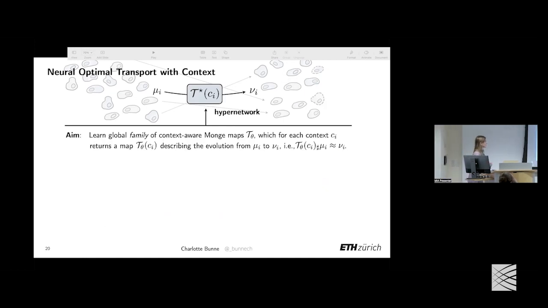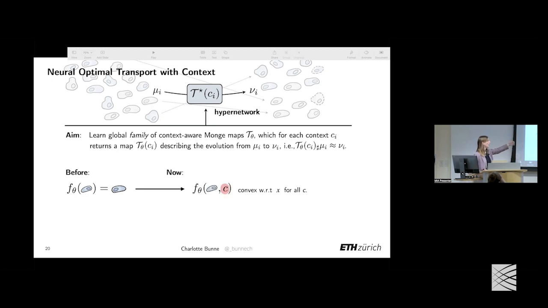The task is now to learn a family of Monge maps, which for each particular context returns the corresponding Monge map associated to the context, which maps this corresponding mu I to the perturbed state mu I. Before, we just had a function which took as input the cell. Now we have a function which needs to take the cell as well as an additional context vector.